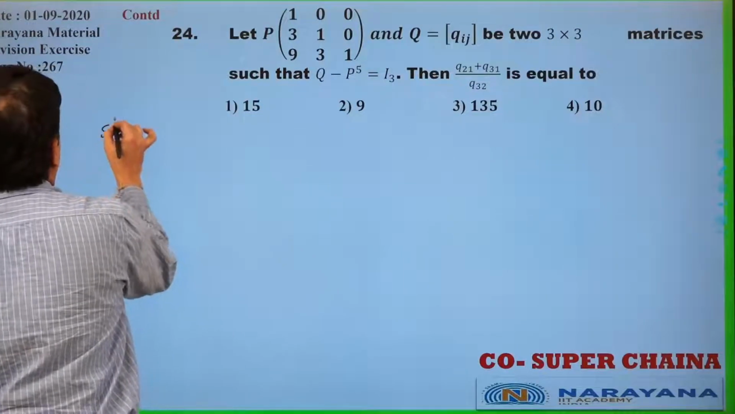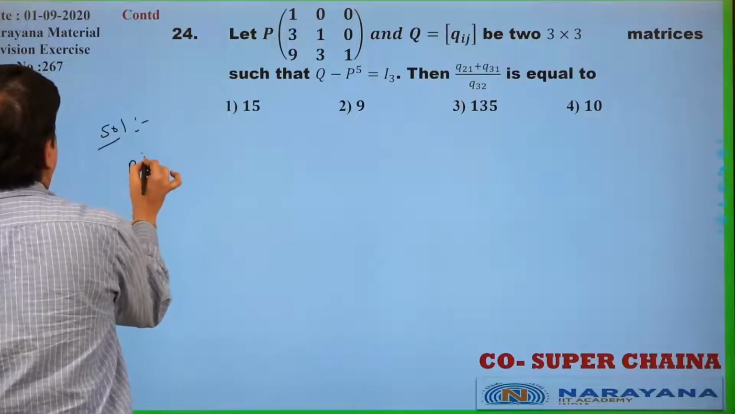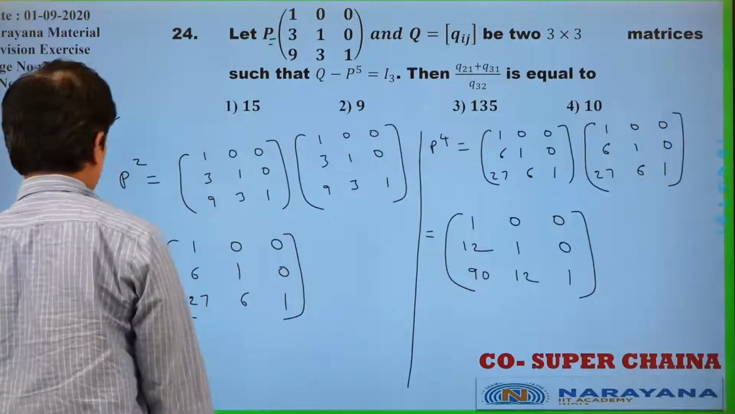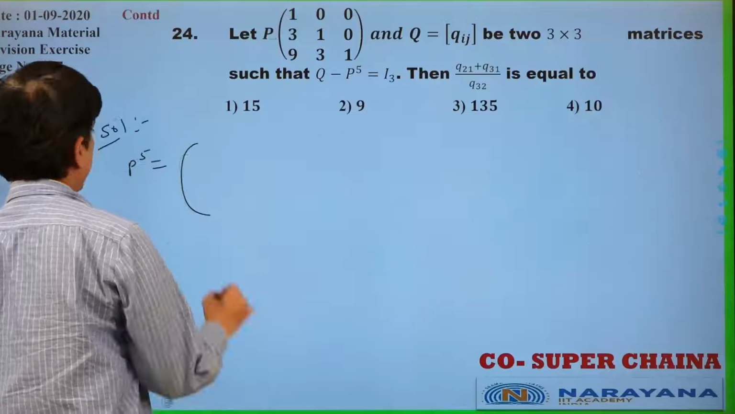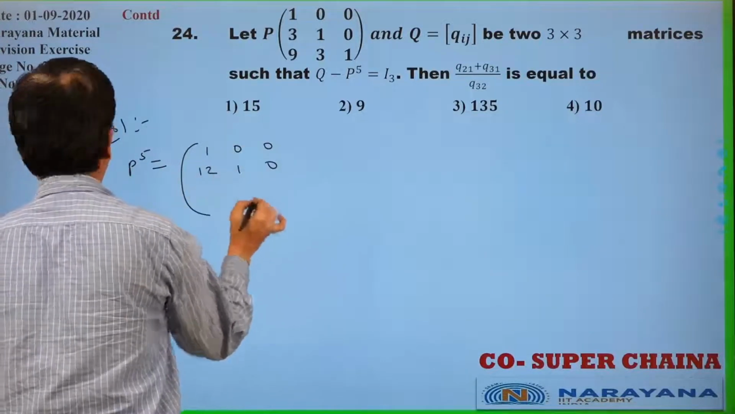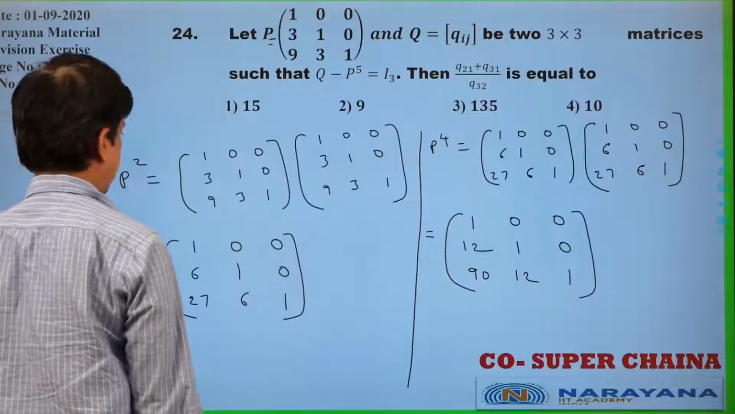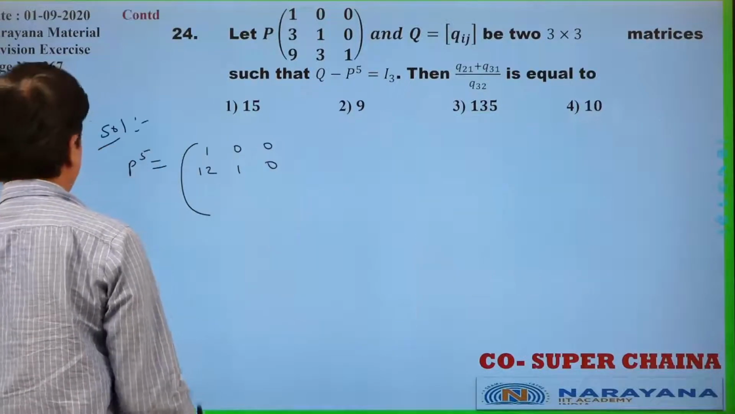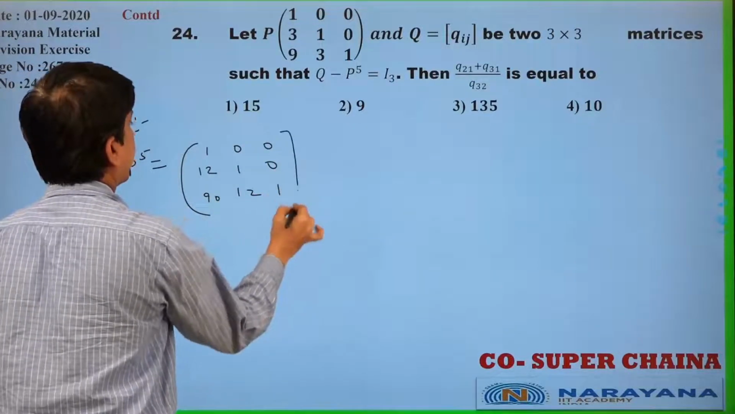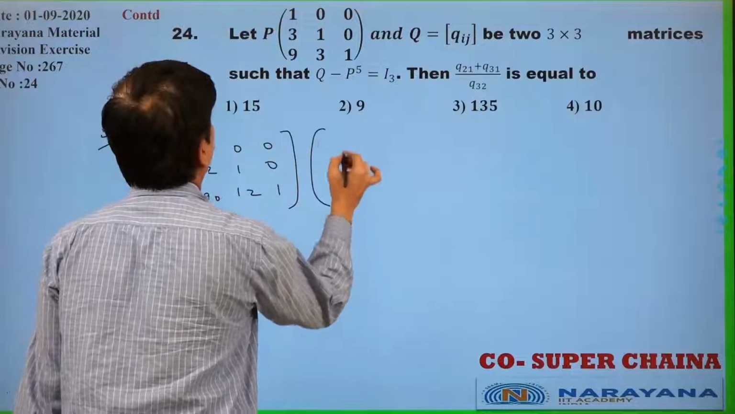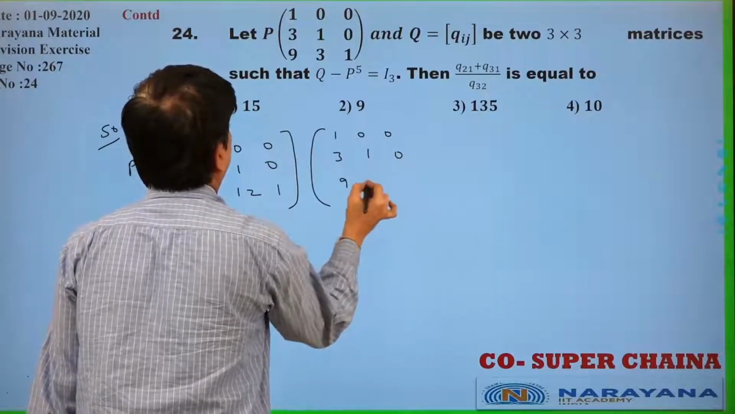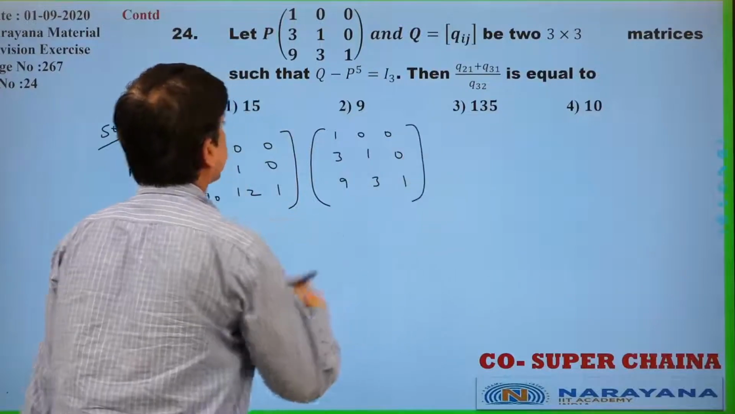Now, P to the power of 5 is nothing but P to the power of 4 times P. What is that? 1, 0, 0, 12, 1, 0, and after that, 90, 12, 1. Is it clear? Now, multiplied by 1, 0, 0, 3, 1, 0, 9, 3, 1 only.